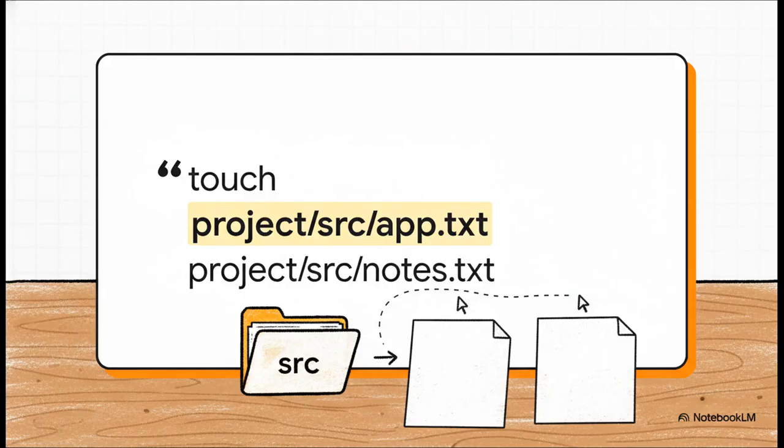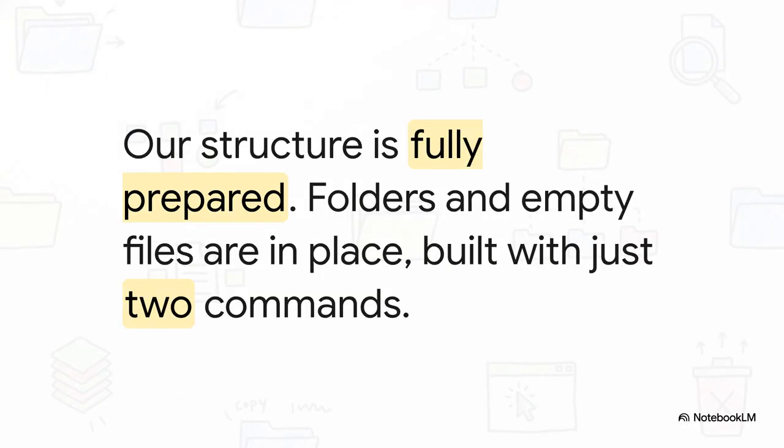Okay, next up, let's use touch. This command is like grabbing a couple blank sheets of paper and putting them on your desk ready for you to write on. We're just telling the system to create app.txt and notes.txt and put them right inside that src folder we just made. And there we have it. Our workspace is officially ready to go. The structure that we drew up in our blueprint is now a real thing on our computer. And we built the whole container for our project with just two simple commands.